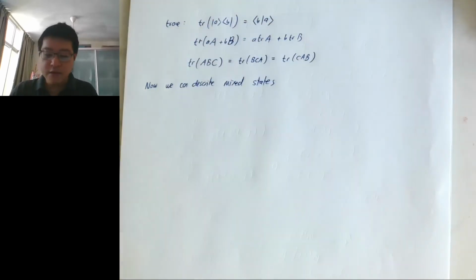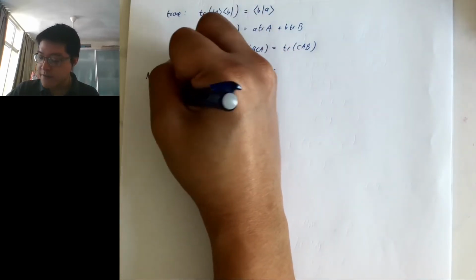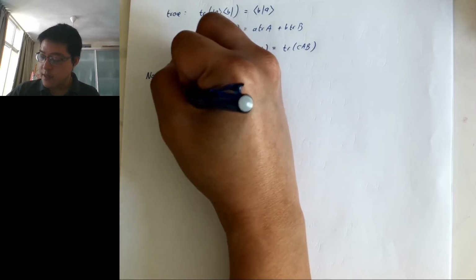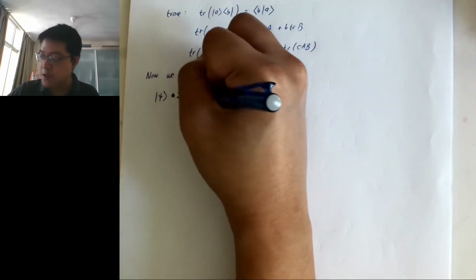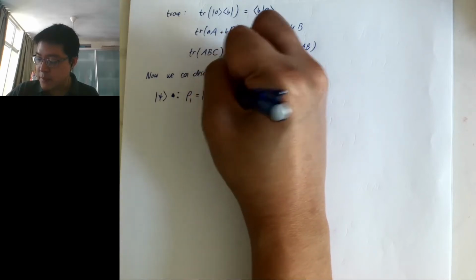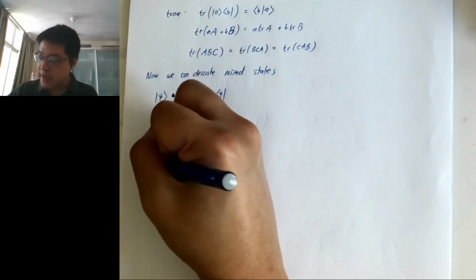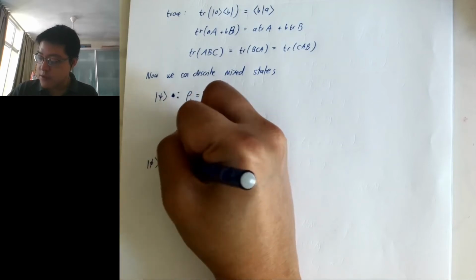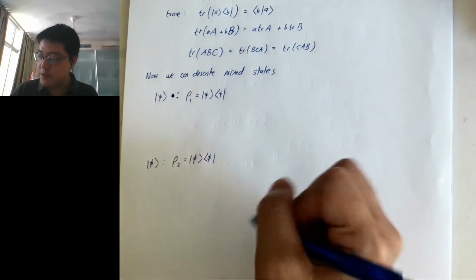So how do we describe mixed states? Let's say I have one state, maybe a pure state, so let's start with that. If I have a pure state, it's going to be the ket bra, which becomes an operator. And let's say I have another pure state, rho 2, which will be the ket bra of this corresponding pure state.